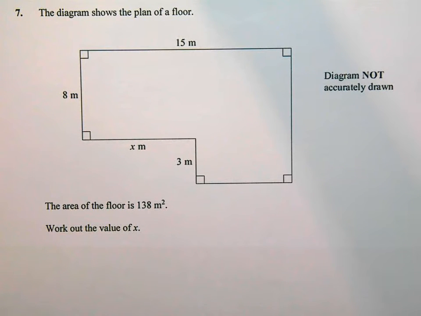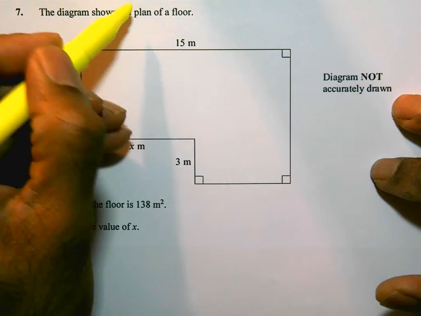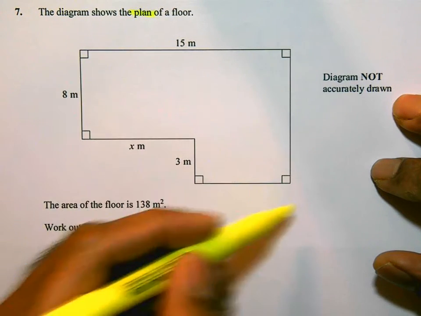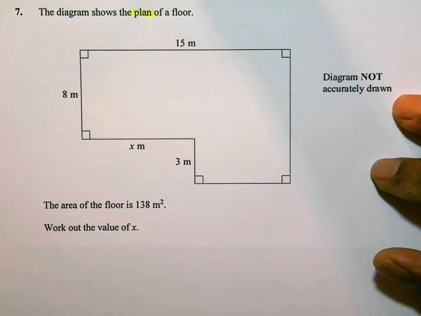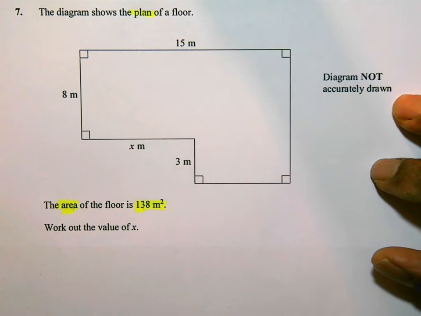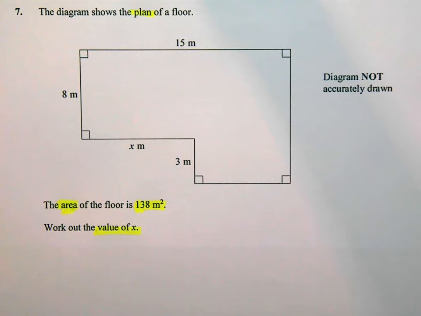This is question number 7 in the November 2014 non-calculator paper. Reading through this question to begin with, it says the diagram shows the plan of a floor. So this is the plan of the floor, the shape of the floor. It's a compound shape, made up of 2 rectangles. The area of the floor is 138 meters squared, and they want us to work out the value of x.